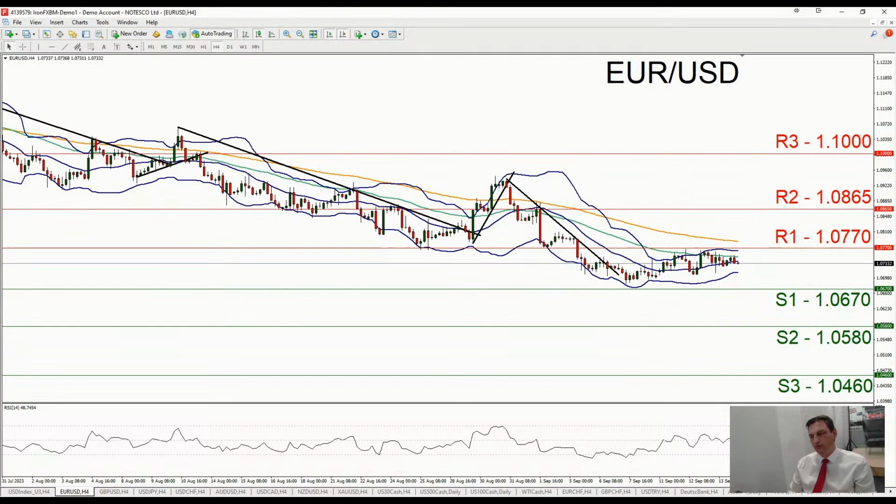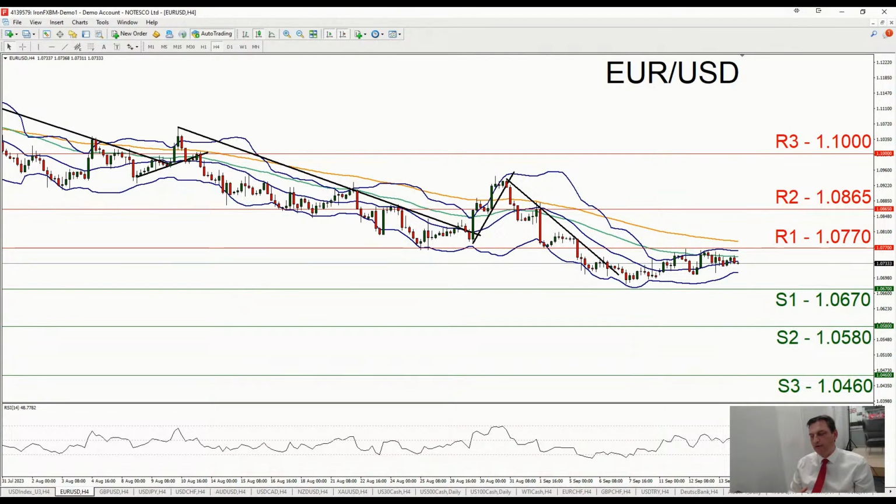Should the bulls take over, or if you prefer for a bullish outlook, I would require the pair to break clearly the R1 1.0770 and start aiming for the R2 1.0865. On the other hand, should the bears be in charge, we may see the pair dropping, breaking the S1 1.0670. That would be a prerequisite for a bearish outlook, and start aiming for the 1.0580.